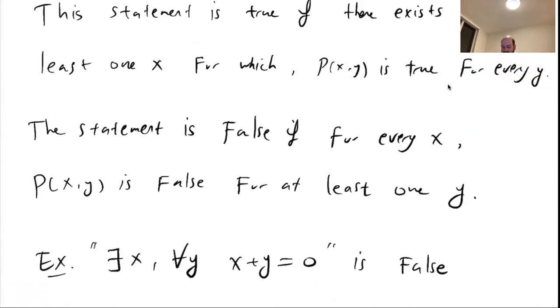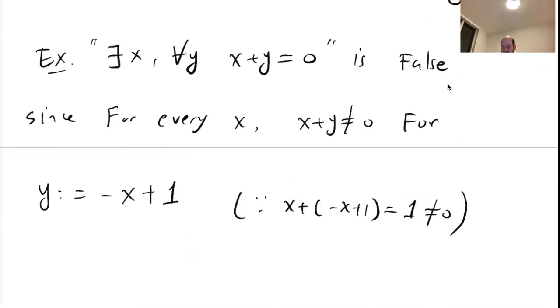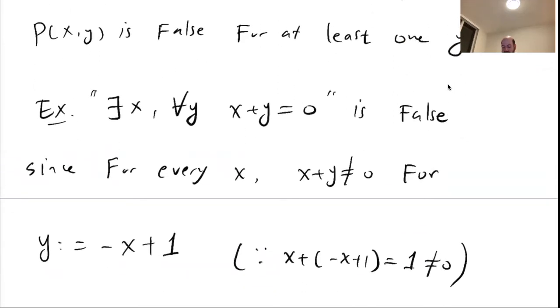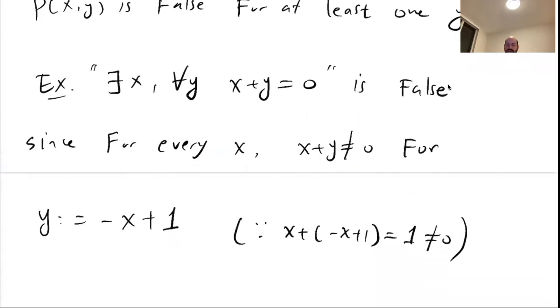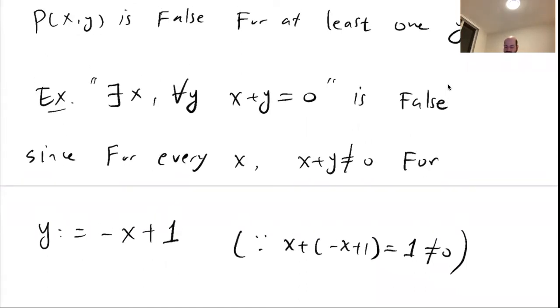Let me show you again the definition. The statement is false if for every x, p of x and y is false for at least one y. That's exactly what I showed. I said, let's assume x is any given number. Since for every x, x plus y is not equal to 0 for y equals minus x plus 1, which means I already found one value for y for which x plus y is not 0, meaning that p of x and y does not hold, or it's false. So this means that this whole statement is false as well.